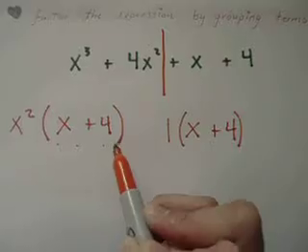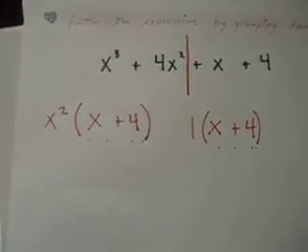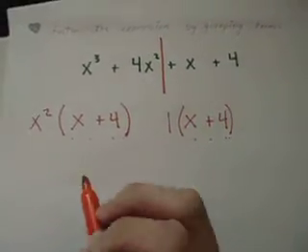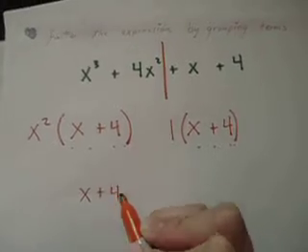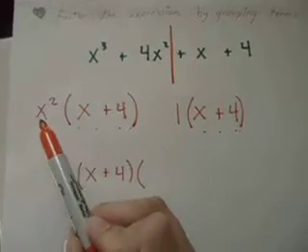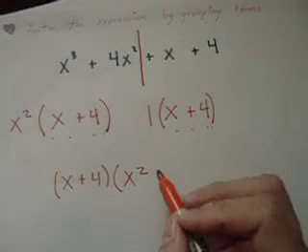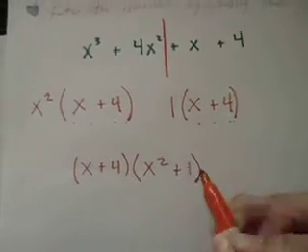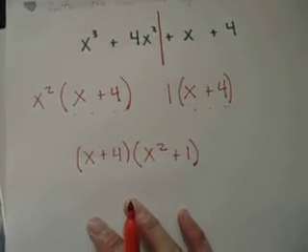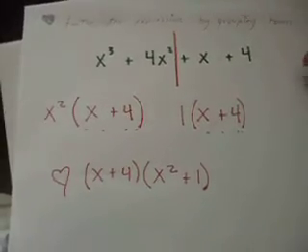Okay, so are they exactly the same inside the parentheses? Yes, because we have x plus 4. So what does that mean? That means that is one of our factors. Let's bring everything else down, and right here we have x squared. Let's bring down the x squared, and right here we have 1, and it is a positive 1. So our final answer is x plus 4 times x squared plus 1, and we're done with this one.